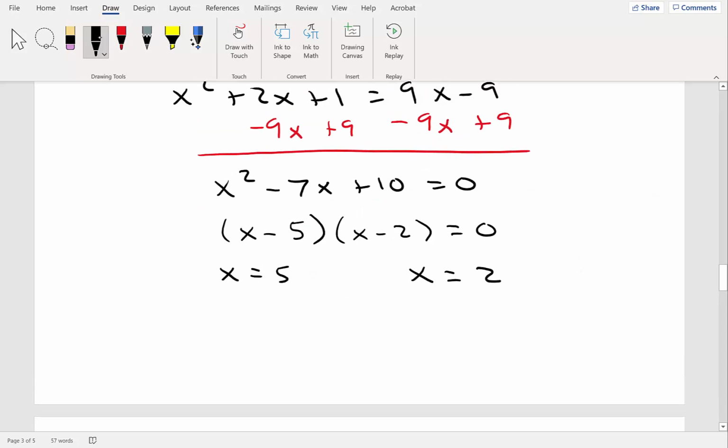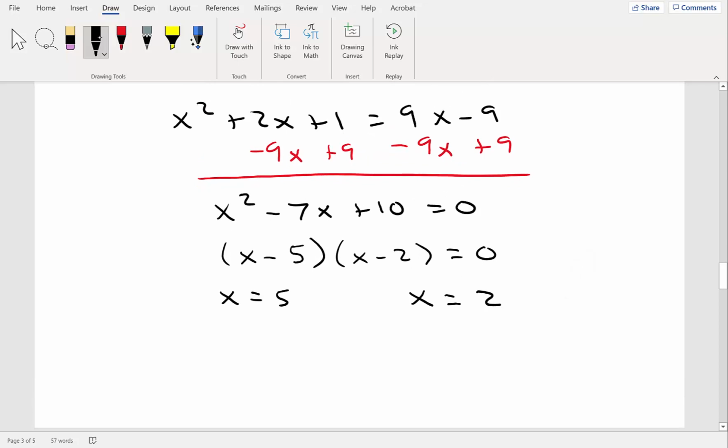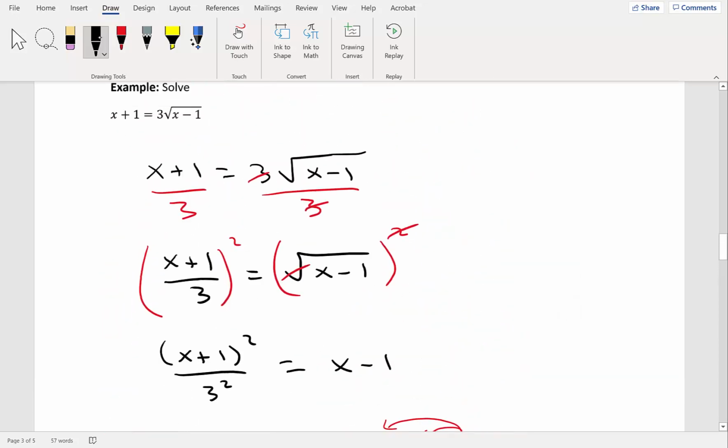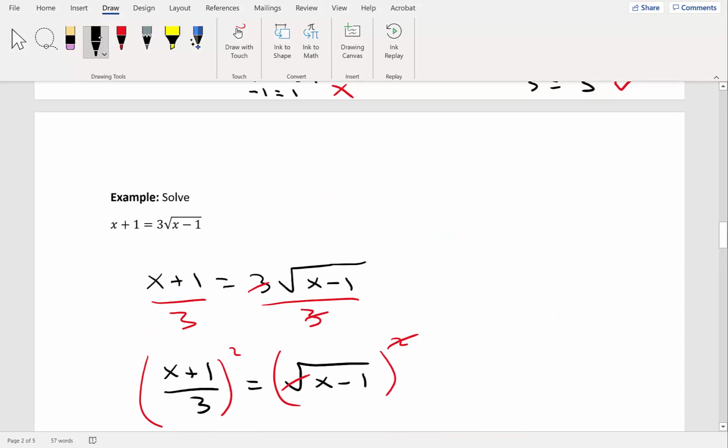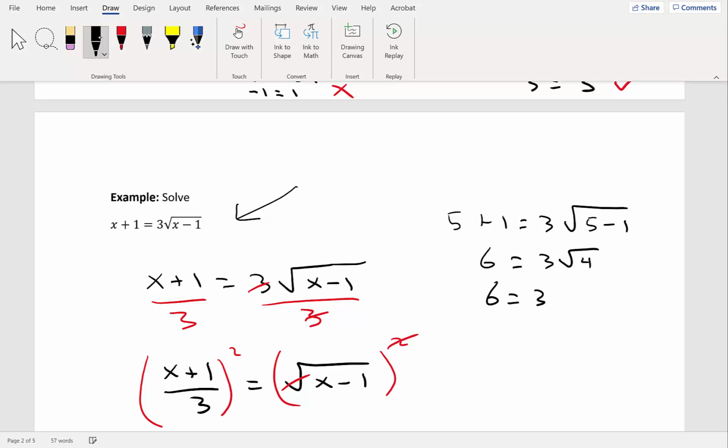Now let's check our solutions. Okay. So let's go back to our original problem. Let me go ahead and check it from here. So one of the solutions we got was x equals 5. So if I plug in 5 into my original equation, I'd have 5 plus 1 is equal to 3 times the square root of 5 minus 1. Well, 5 plus 1 gives me 6, and I have equal to 3 times 5 minus 1 gives me 4. So I have the square root of 4. So I have 6 times square root of 4.